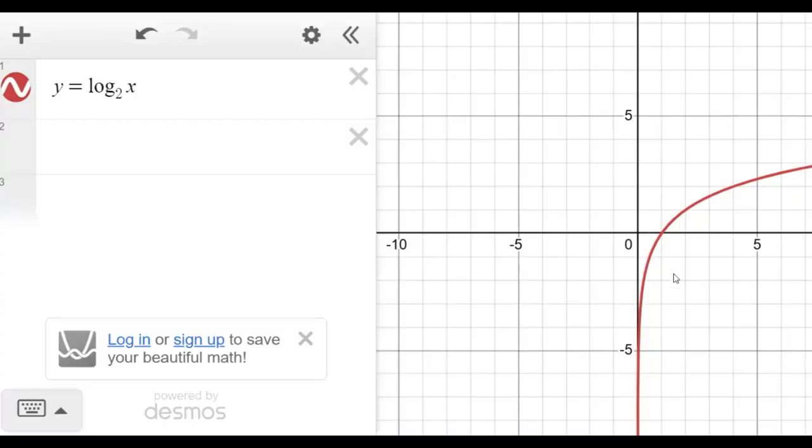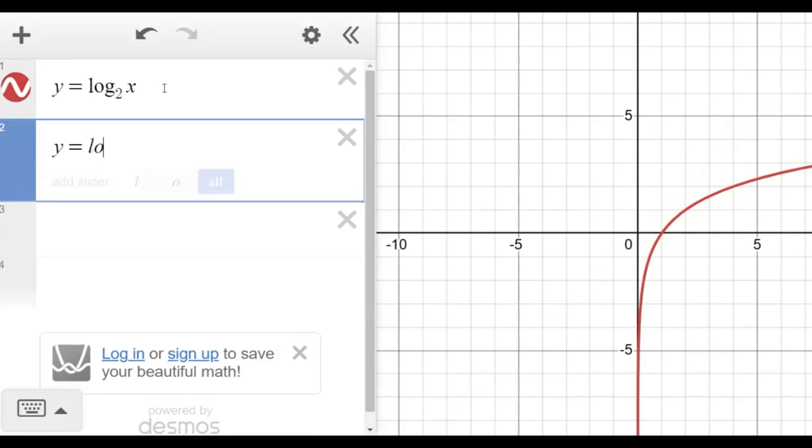So here we are in Desmos, and you can see up here in the left, I've just graphed a very straightforward log function, log base 2 of x. And here we go, we've got our log function cruising along right up there. So now what I want to do is graph another one. So I'm just going to do y equals log.